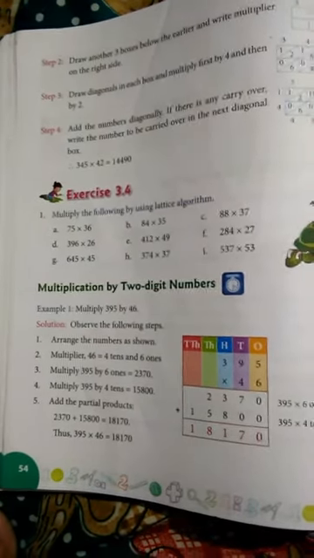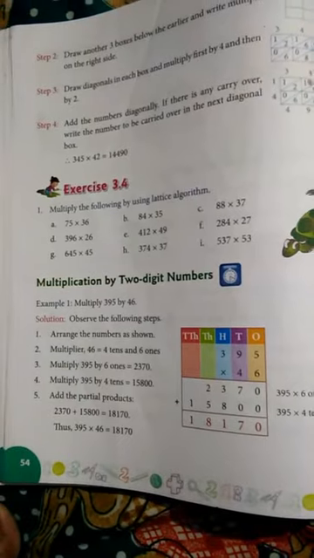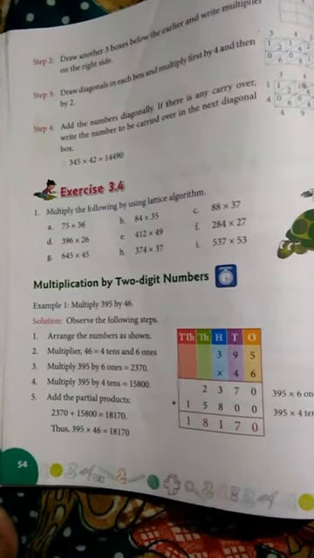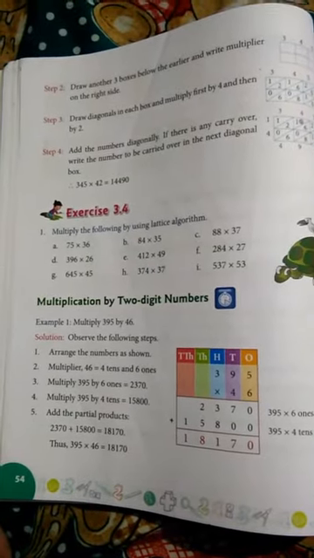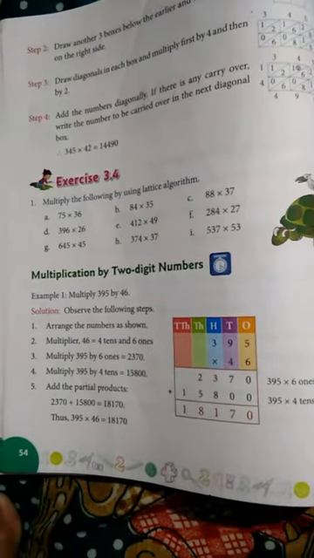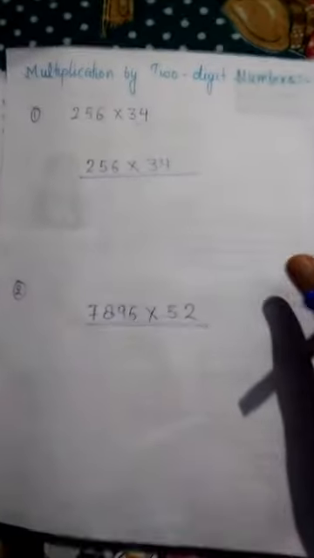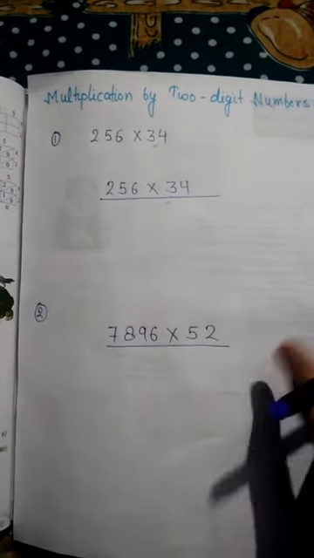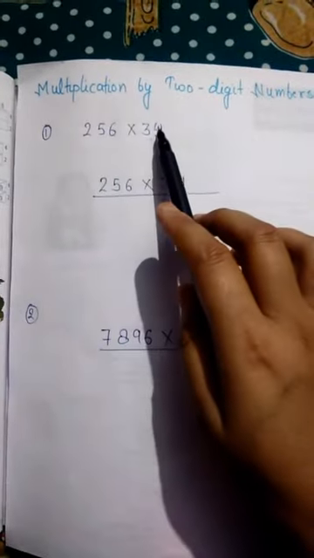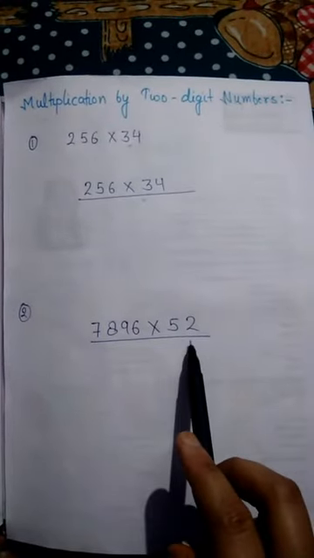Today our topic is multiplication by a two digit number. In earlier classes we already read about how a number is multiplied by one digit. Today we will read about how we multiply by a two digit number. Here the multiplier has two digits, and here is also a two digit number.